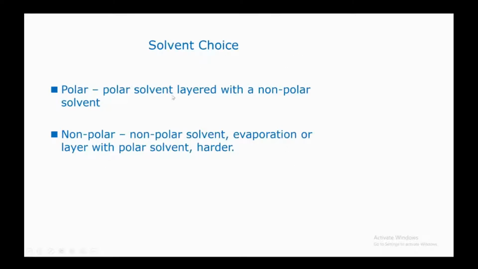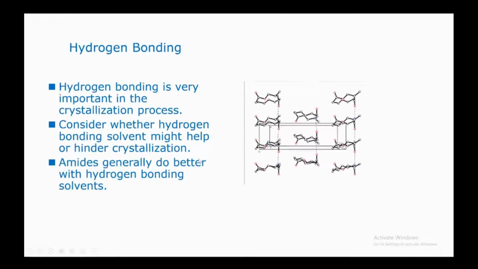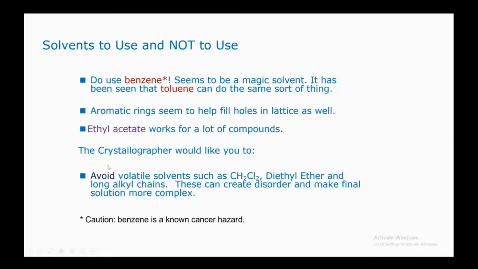Solvent choice: polar solvent layered with a non-polar solvent, non-polar solvent evaporation, or layering with a polar solvent is harder. So hydrogen bonding is very important in the crystallization process. Consider whether a hydrogen bonding solvent might help or hinder crystallization. Amides generally do better with hydrogen bonding solvents.